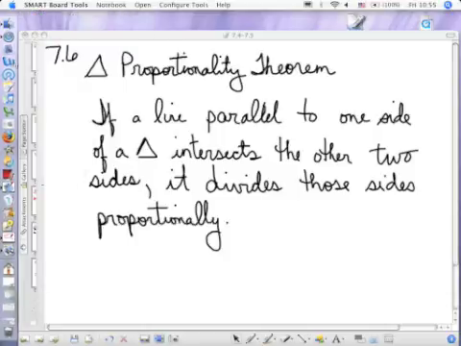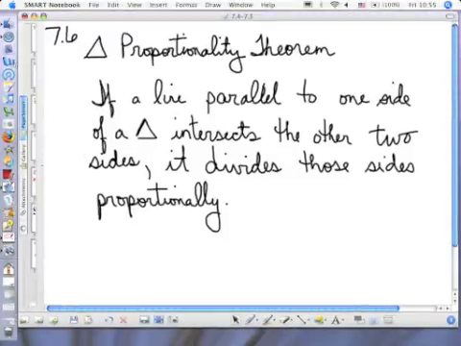In section 7.6, which is the last section of this chapter, we're dealing with two new things that we can learn, and it's simply looking at how to find missing pieces. And once again, it's based on creating similar triangles. The first theorem that we see in this section is the proportionality theorem.